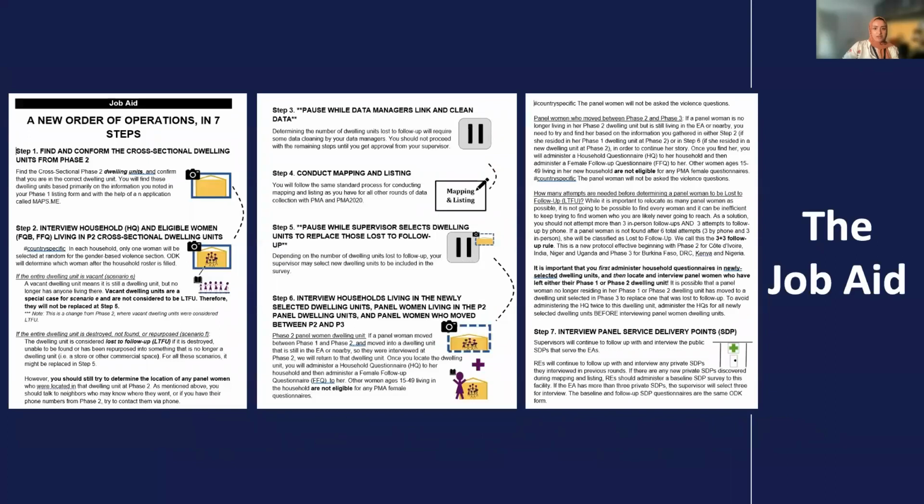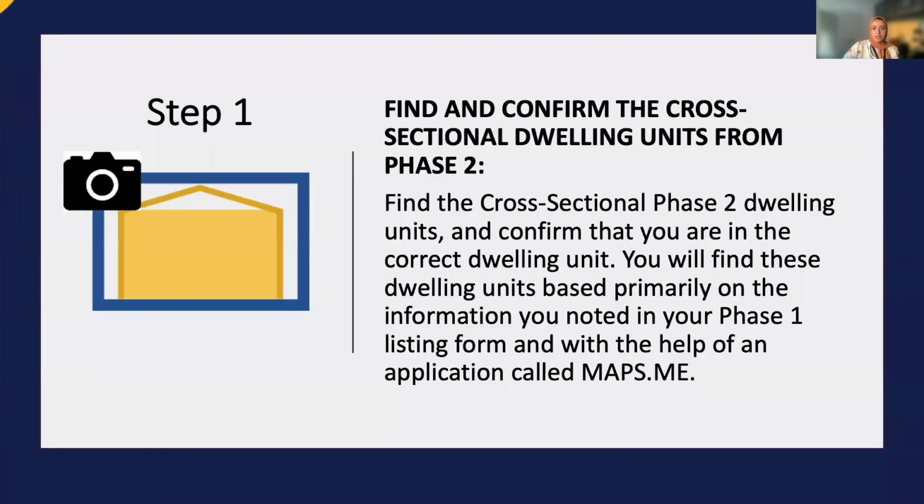Remember this cheat sheet that you had with you, the job aid. We're going to review that step by step. So the first step is to find and confirm the dwelling units from phase 2. You did this in phase 3. You did it very well.